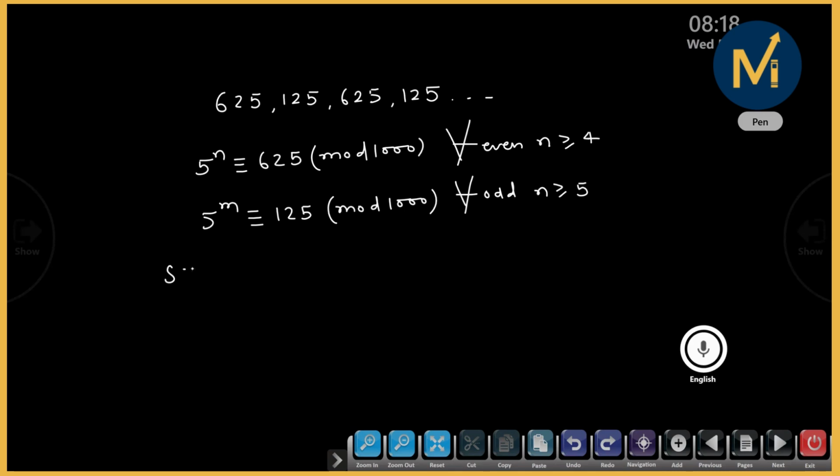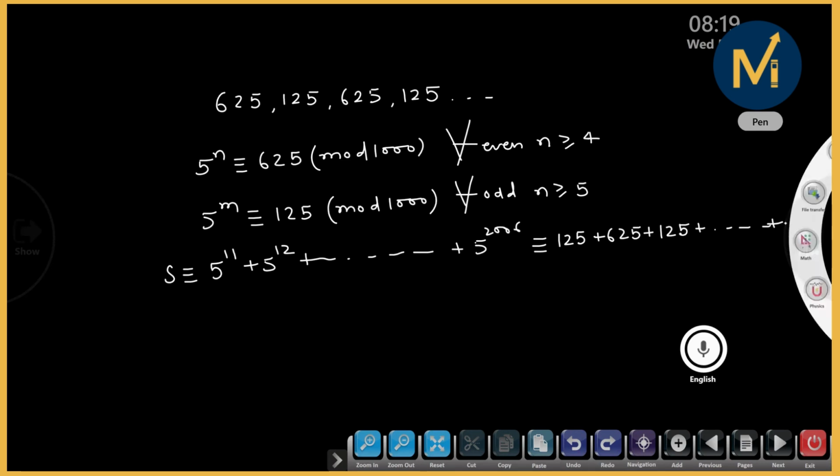So your required sum S, which was congruent to 5 raised to 11 plus 5 raised to 12 till 5 raised to 2006 modulo 1000, I can say that this is congruent to 125 plus 625 plus 125 and so on plus 625 modulo 1000.